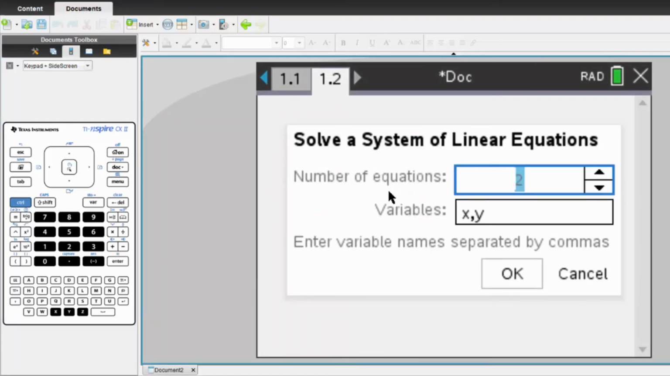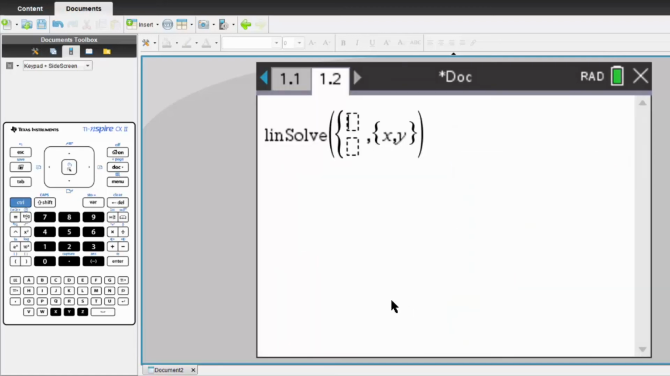In here, how many equations do we have? So we've got 2 equations, and our variables are x and y, so we leave them as they are and press OK. Now in here we just put our equations. So you see it's got that big curly bracket just like the textbook had, and we can input our equations. So we've got, this time we do need to write the y equals. So y equals 2x plus 7.